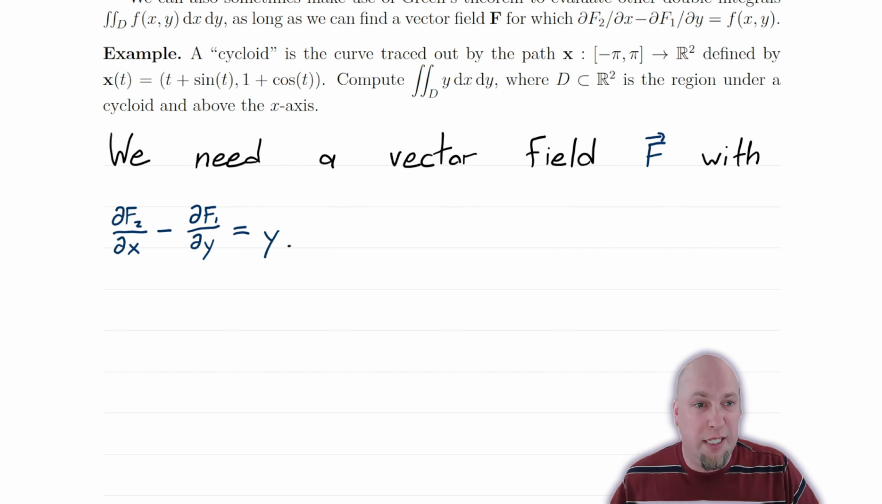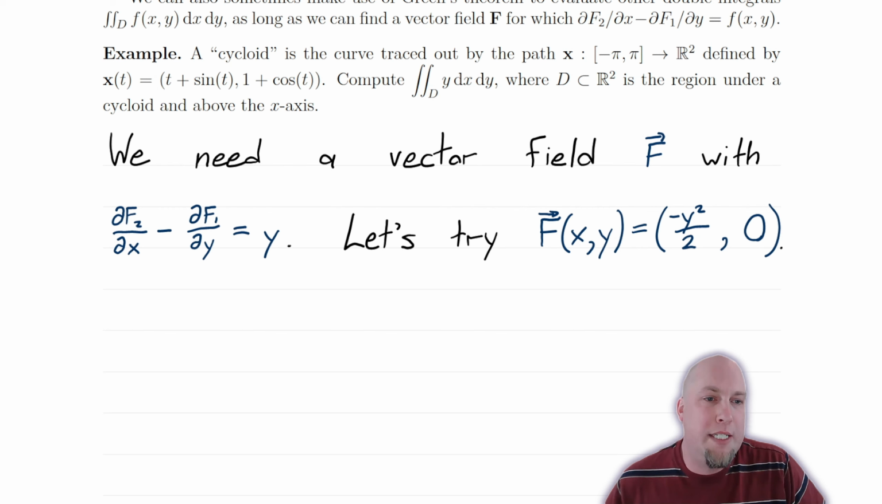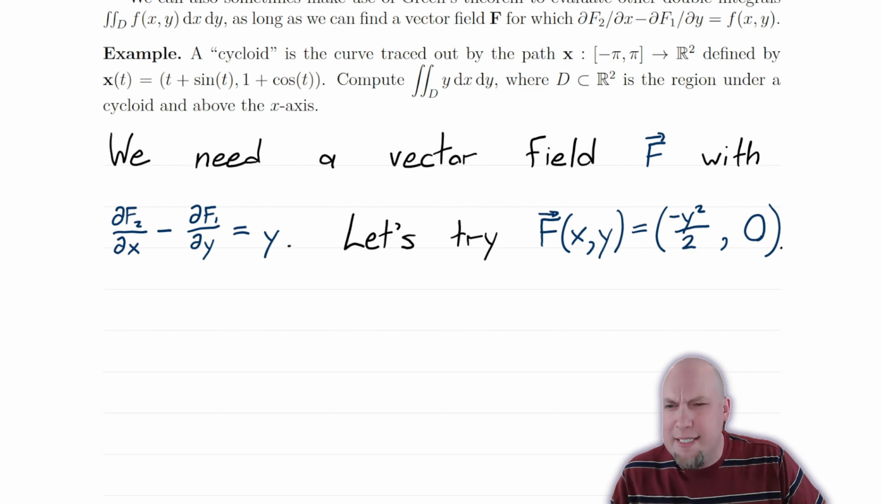Well, it turns out you have a lot of flexibility in how you do this. There are tons of vector fields with this property, okay? I could choose something like this, for example. I could choose my vector field to be (negative y squared over 2, 0). And why does that work?